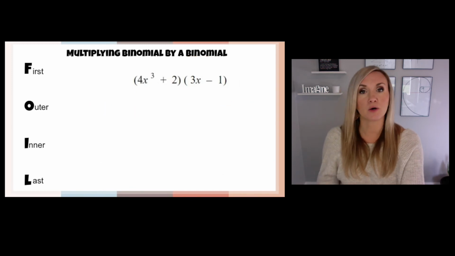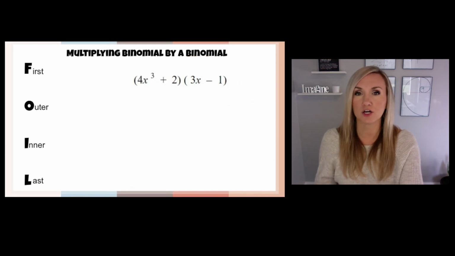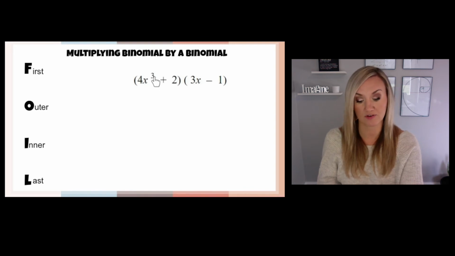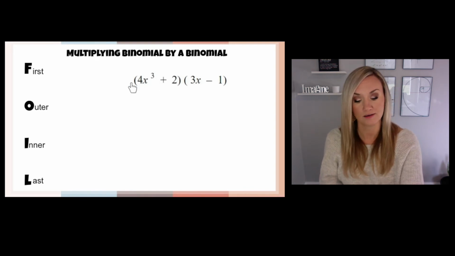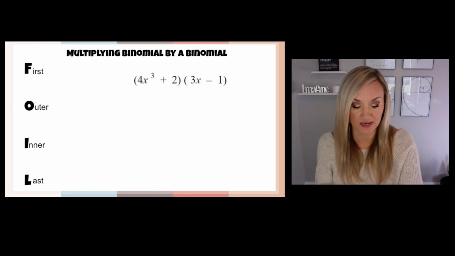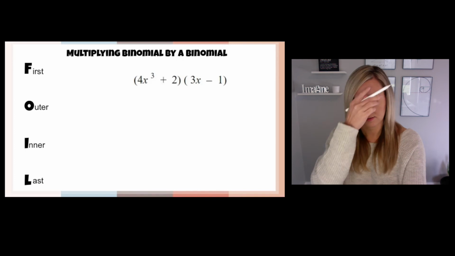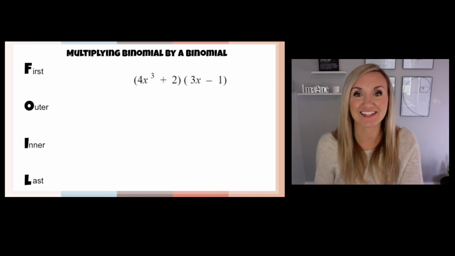Okay, so let's go back to just one variable, but let's make it a little bit more difficult by changing our exponent. So now we're going to have an exponent that is higher than 1. So go ahead and write this one down. This one will be our last one that we do together. All right, so let's go ahead and try it.